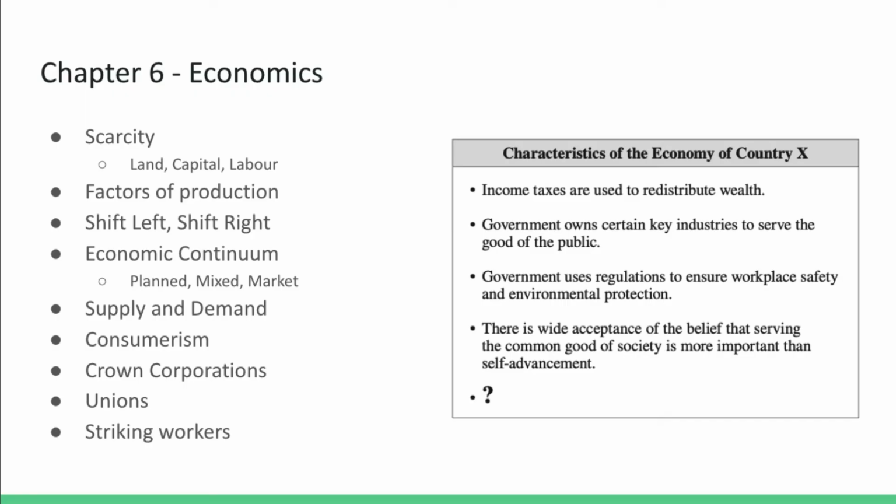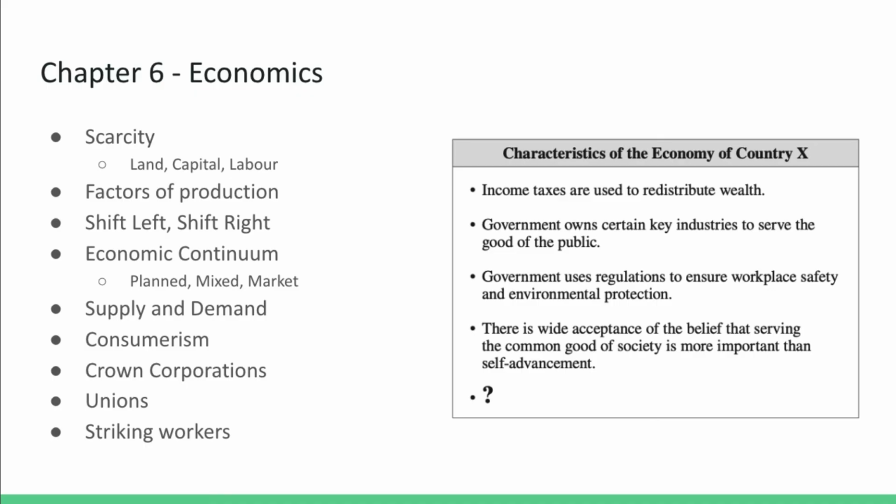And what happens when an economy shifts to the left or shifts to the right? Less government involvement, more government involvement, higher taxes or lower taxes. Know what happens when an economy moves left or right, and know how to place different countries on the economic continuum. So you might have to identify where a planned economy goes or a market economy goes or a mixed economy goes. You might see some examples and you'd have to place them on that continuum.